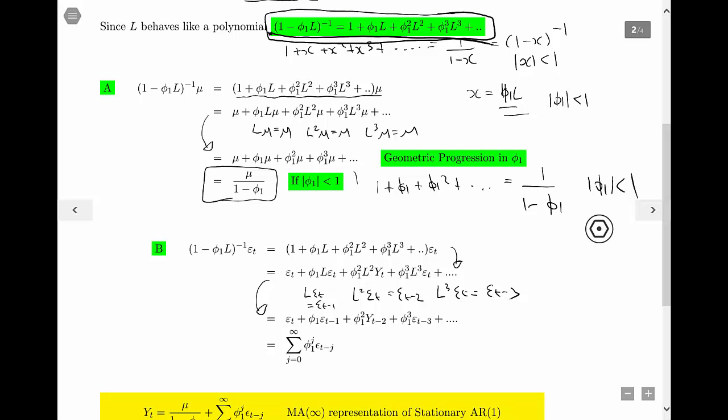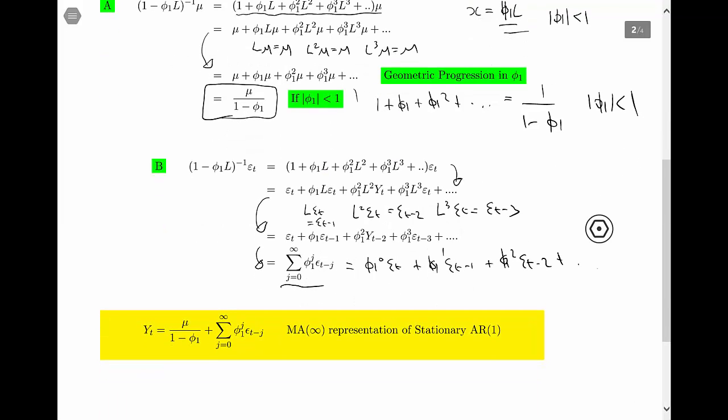Well, what do we have here? It's literally just this sum here. Expanding this out at j equals 0, we're going to get phi1 to the 0, which is just 1, of epsilon t minus 0, plus phi1 epsilon t minus 1, plus phi1 squared epsilon t minus 2, plus dot dot dot, which is exactly the above here. So this just writes this in its sum form. Okay, so what we've shown is that we've derived the MA infinity representation of a stationary AR1, i.e. under the condition phi1 is less than 1.